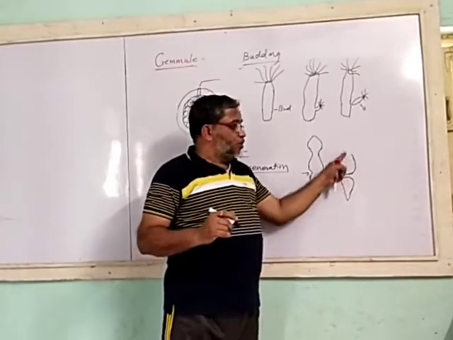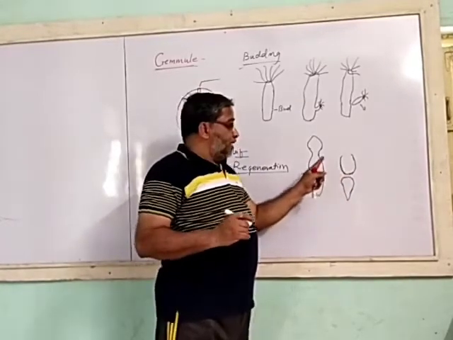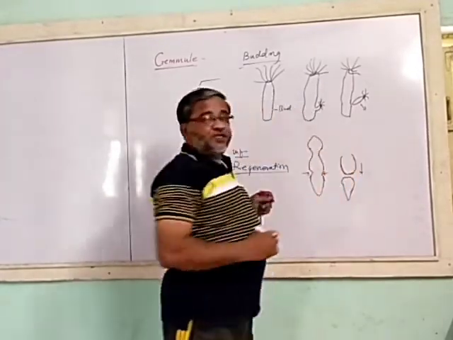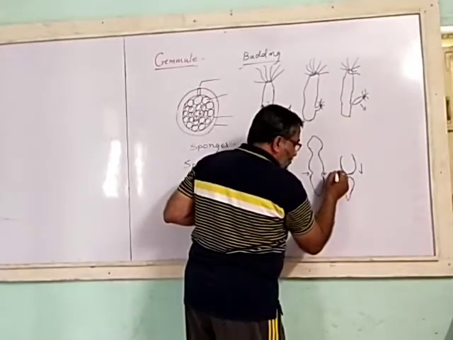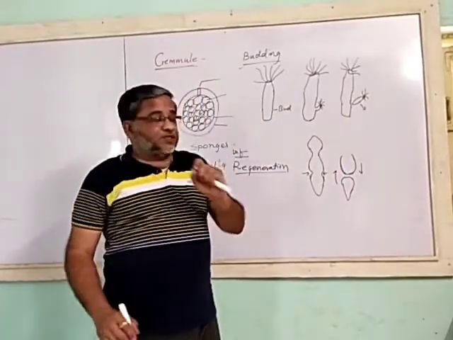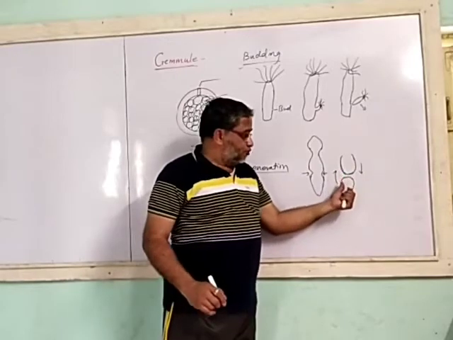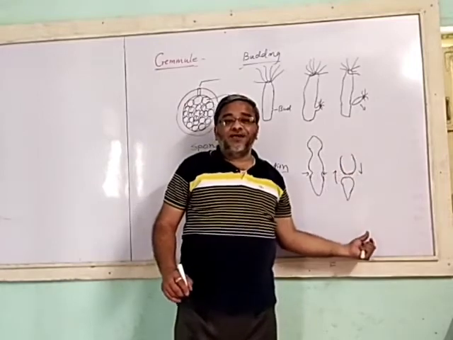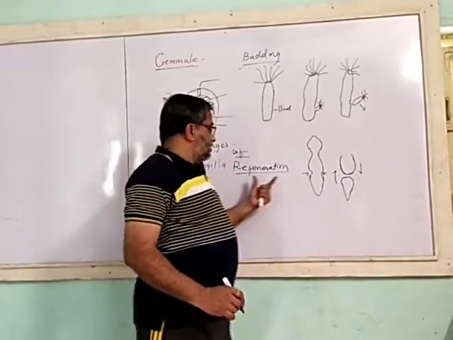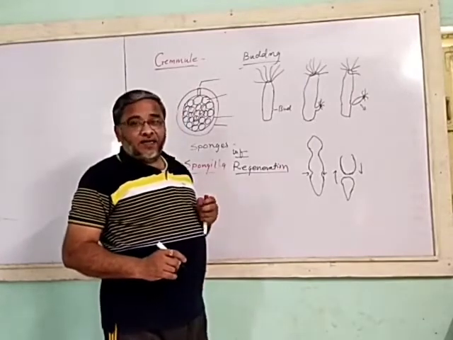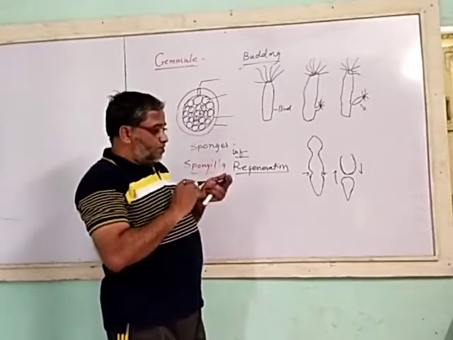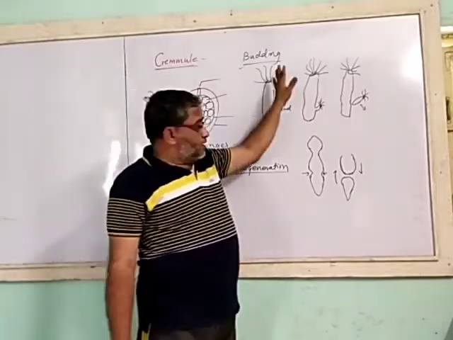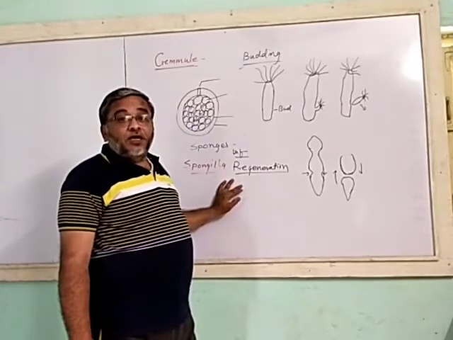Now there are two body parts. The particular character of planarians is that the anterior part will produce the posterior part and the posterior part will produce the anterior part, meaning regeneration of body parts. The posterior body part will produce the head portion and the anterior body part will produce the tail portion. So that is regeneration, an important character of planarians. So these are the three methods of asexual reproduction in animals: gemmule formation, budding and regeneration.